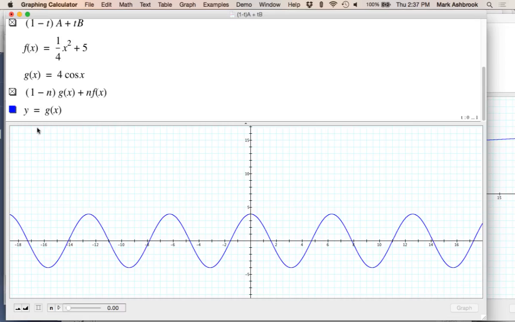So red plus blue equals indigo, not purple, indigo.